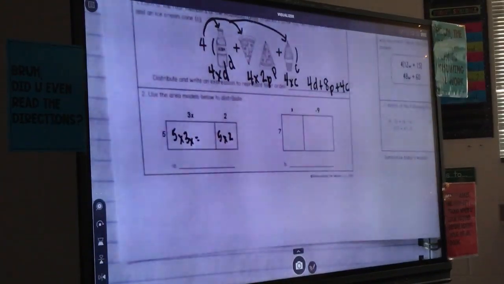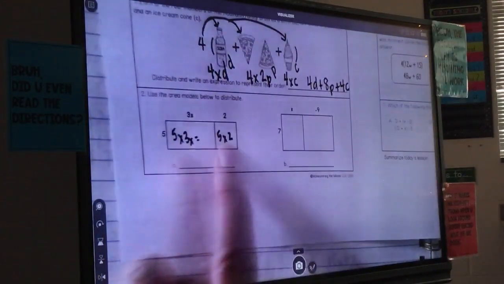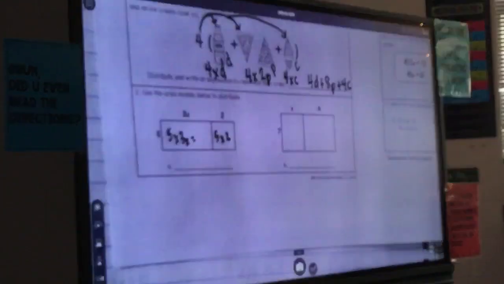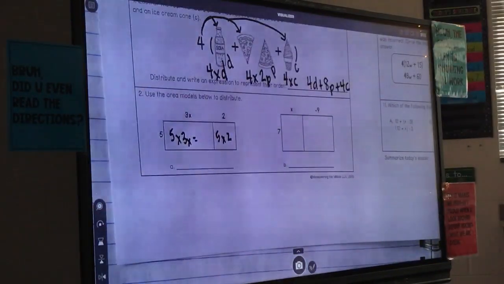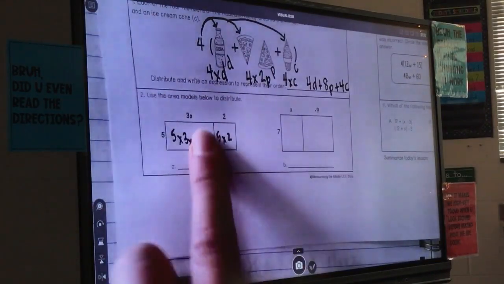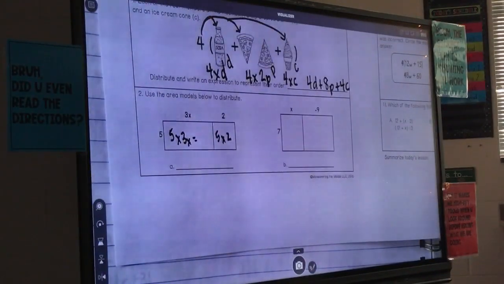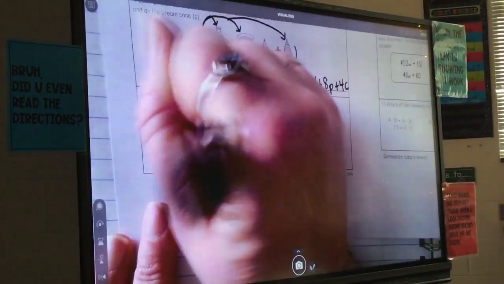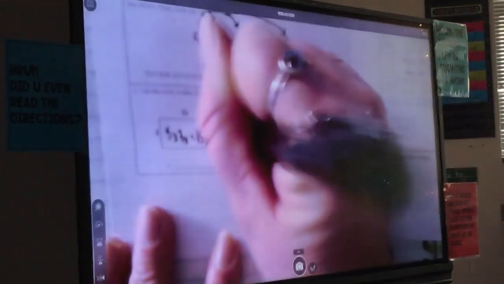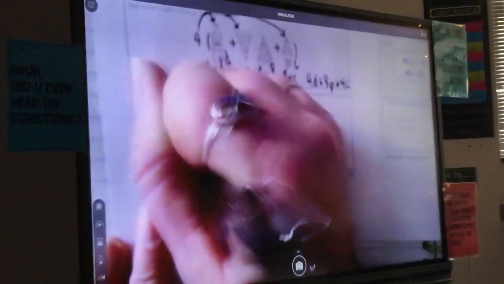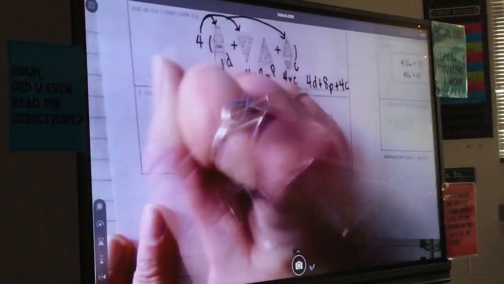All right, and why do I know that I'm doing 5 times 3x here and 5 times 2 there? The variable is in the 3 and there's no variable in the 2. Right. It's also what's on top of this side of the box, and this is what's on top of that side of the box. So when I do 5 times 3, what do I get? 15. And then I just throw in my x. And what do I get when I do 5 times 2? 10. So this becomes 15x plus 10.